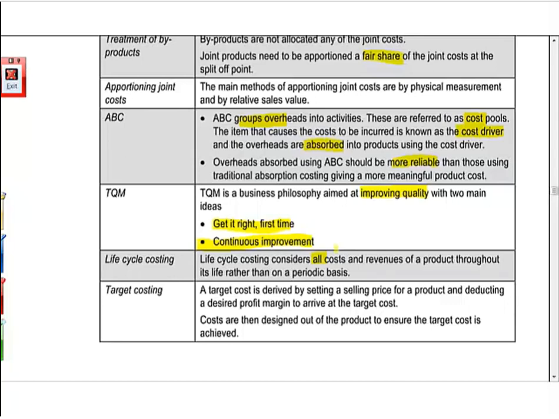Linked into this then is this idea of target costing, that you can design out unnecessary costs by understanding what your customers are prepared to pay for and working out a cost that you must be able to manufacture the product for in order for it to be viable.